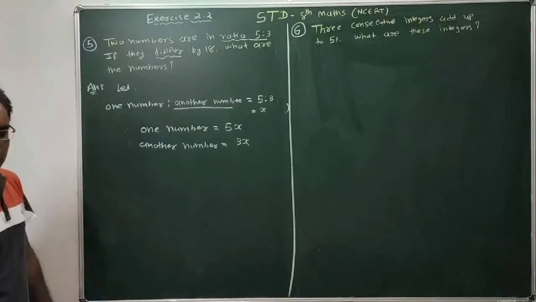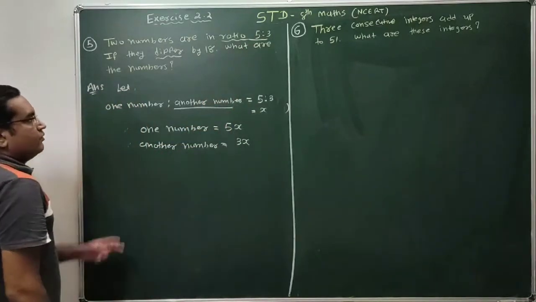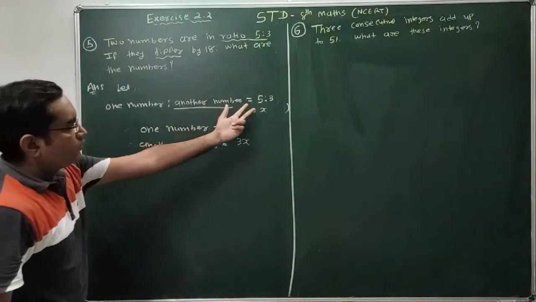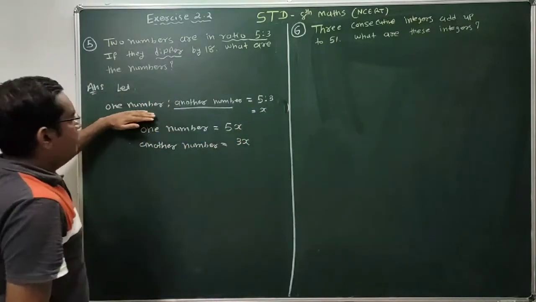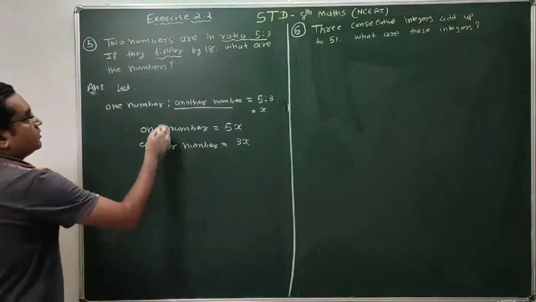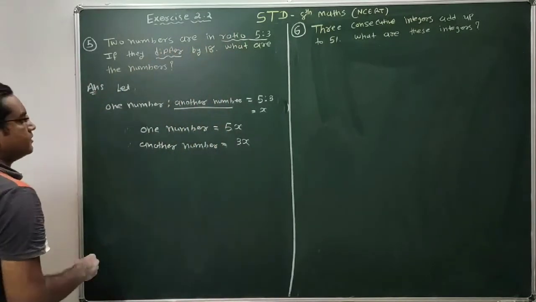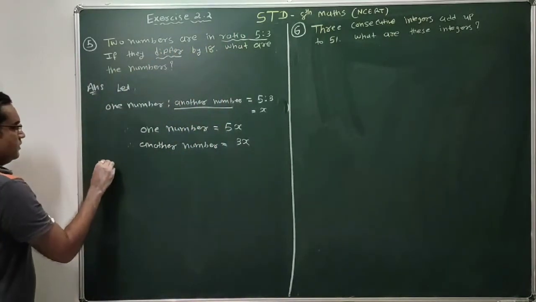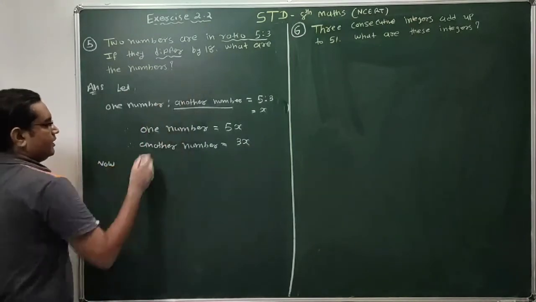This is how you have to consider the given two numbers when the ratio is given. One quantity to another quantity is equal to the given ratio, equal to x. So we can write one number equal to 5 into x, another number equal to 3x. So this is the first condition. The second condition is they differ by 18. So the difference between one number and another number is 18.